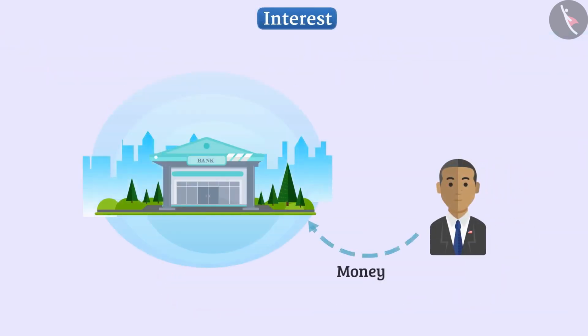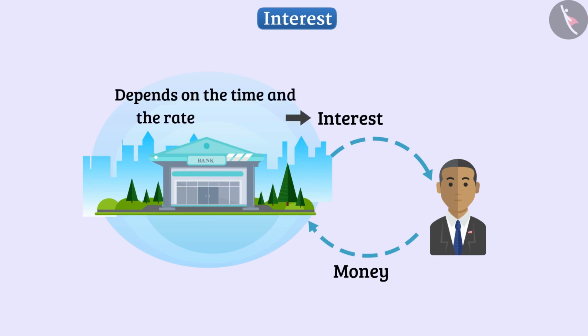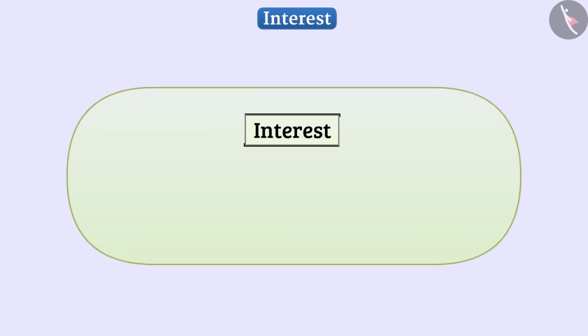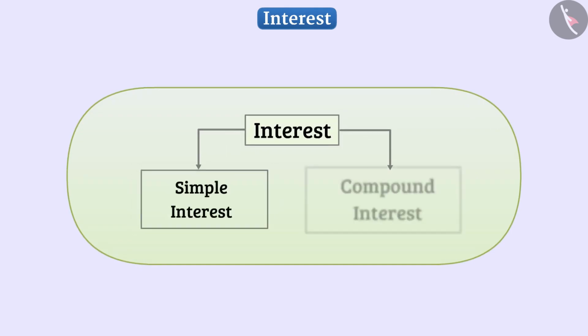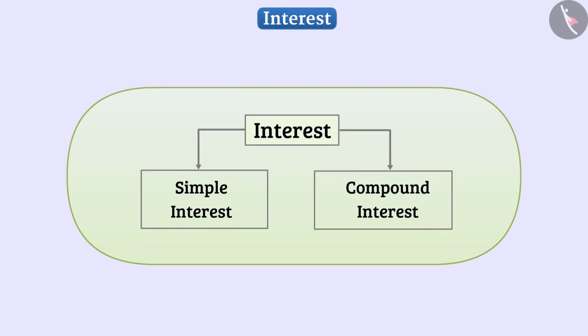When we deposit money in the bank, it also gives us some interest on it, which depends on the time and the rate of interest. When we talk about interest, there are two types: simple interest and compound interest. In the previous class, we understood simple interest. Let's revise it.